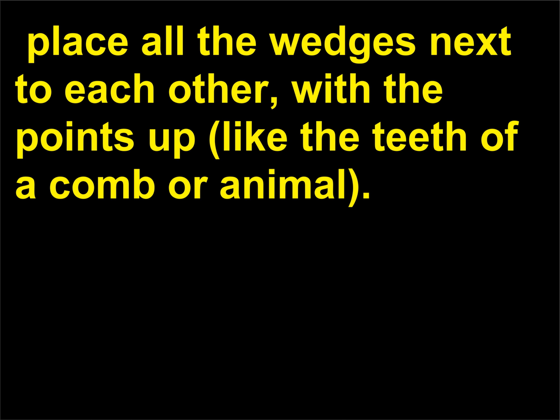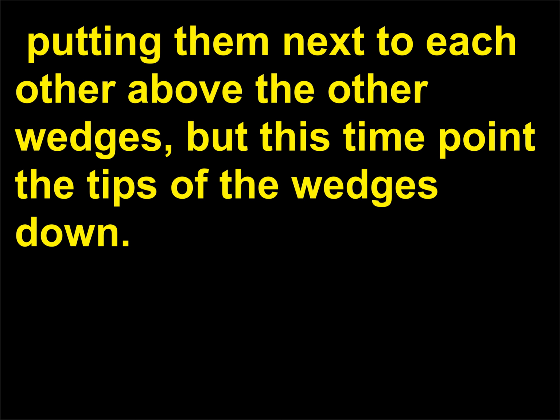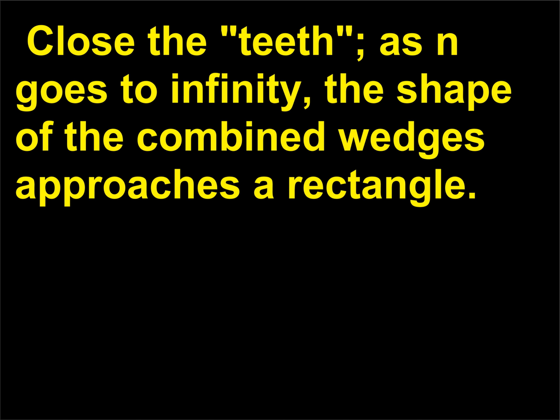Place all the wedges next to each other, with the points up, like the teeth of a comb or animal. Then split the top half of the circle in the same way, putting them next to each other above the other wedges, but this time point the tips of the wedges down. Close the teeth. As n goes to infinity, the shape of the combined wedges approaches a rectangle.